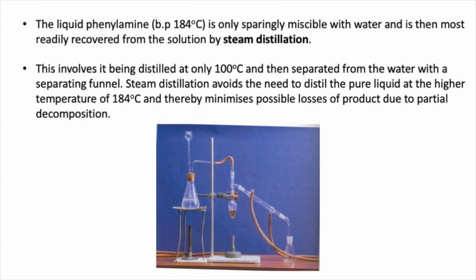Now, steam distillation avoids the need to distill the pure liquid at the higher temperature of 184 degrees C, and therefore it minimizes possible losses of product, because you could get thermal decomposition and the phenylamine could break down into other products. So therefore, this minimizes that. Steam distillation is often used when you have a high boiling liquid and you want to separate it from a mixture, and it works if this high boiling liquid is essentially immiscible with water.